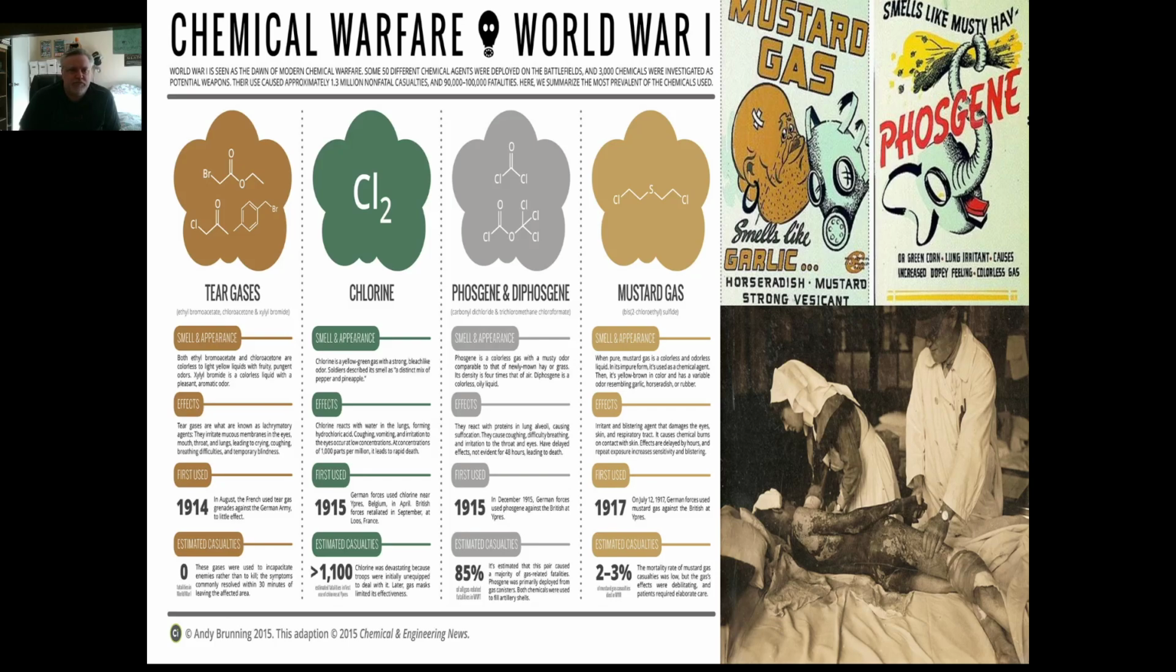Tear gas was a blinding agent, make you cough, couldn't see, couldn't breathe. Chlorine would just plain kill you. This is chlorine like that's in your swimming pool, but in its gaseous state, you would breathe it in, it'll kill you. Phosgene and diphosgene, also nerve agents, they would just flat out kill you.